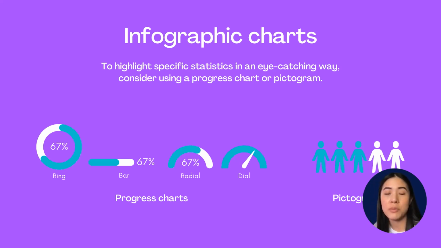So for these cases, you may want to consider our progress and our pictogram charts. These are what we call our infographic charts. Originally, they were actually created for our not-for-profit users, but they've actually turned out to be pretty popular amongst all of our users. So as Zoe mentioned before, these are for percentage-based statistics. In terms of the progress charts, they come in 4 formats. We've got rings, bars, radials, and dials. And then we also have pictograms, which you can customize with a selection of icons.